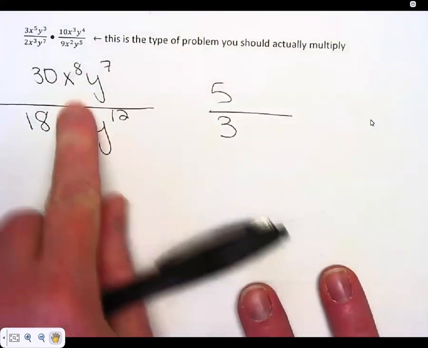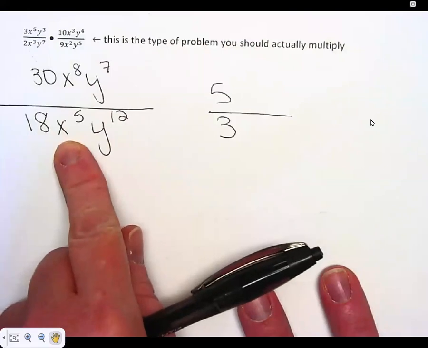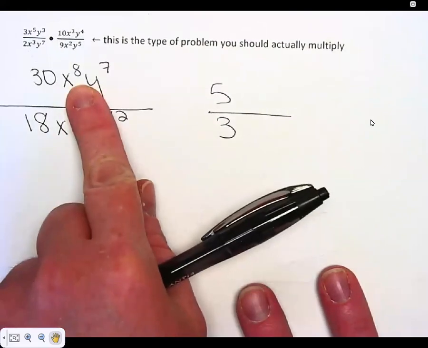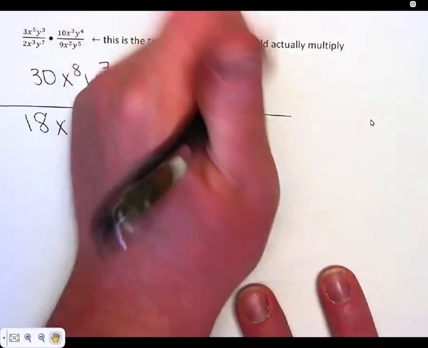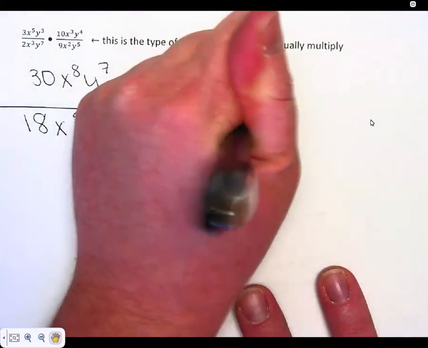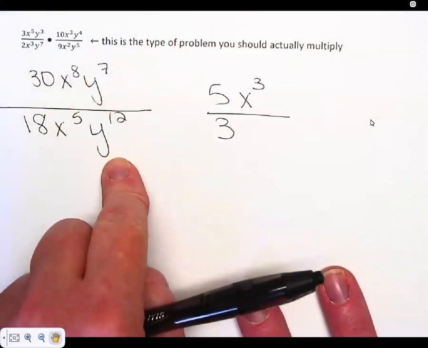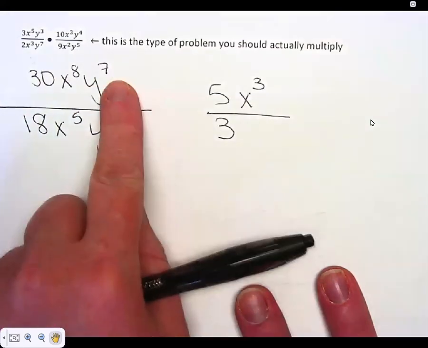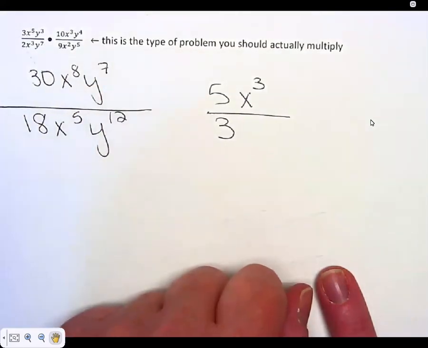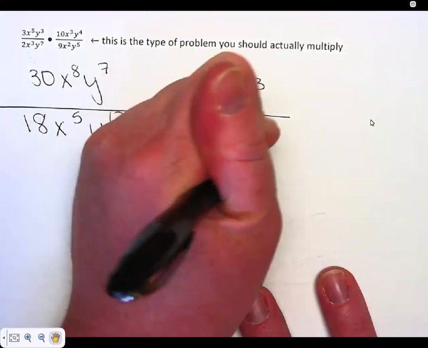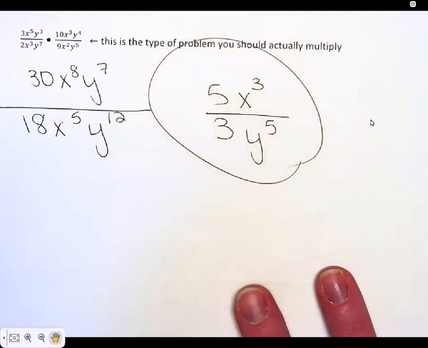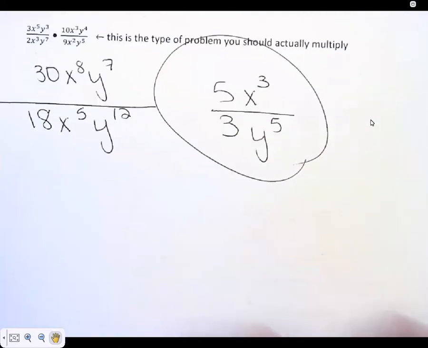5/3. Got 8 x's up here and 5 down here. If you're getting rid of as many as possible, that would leave you with 3. It would be on top. Then if you have 7 y's and 12 y's, if you're getting rid of as many as possible, you would be left with 5 y's and they would be on bottom because that's where more of them live. And that would be your answer. So that is your multiplying.